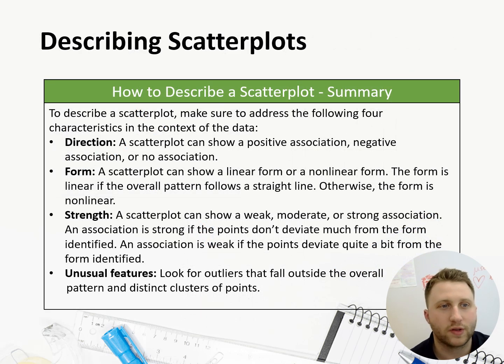So again, just a quick summary. In order to describe a scatter plot, make sure you address all four points. This is a very, very common FRQ topic for Unit 2: direction, form, strength, and unusual features, and do so in context, meaning use words from the problem to make sure that the reader understands that you know what the relationship actually is between two real-world variables.